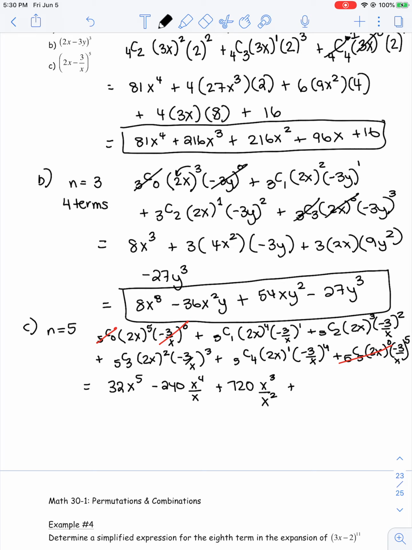And now we're on the fourth term. 5 choose 3 times 2 to the power of 2 times negative 3 to the power of 3 should give me a negative number. So you should see that if you're doing this properly, you should have a positive, negative sign. And that's how you kind of know that you're on the right track as well. So 5 choose 3 times 2 to the power of 2 times negative 3 to the power of 3 gives me negative 1080. And then we have x squared over x cubed.